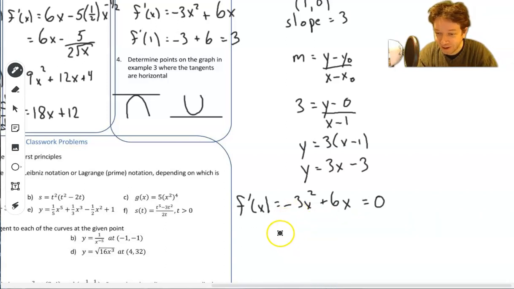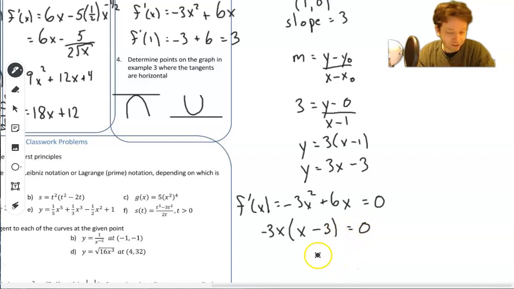So what we're going to do is factor out an x, and it looks like we can factor out a -3 there too. So we have -3x times (x minus 2), which is all going to equal 0. Not 3, sorry, 2. There we go. So 3 times 2 is 6. There we go, that's much better.